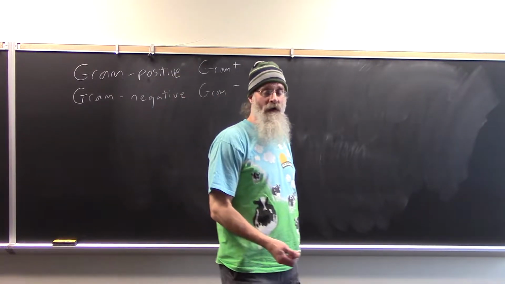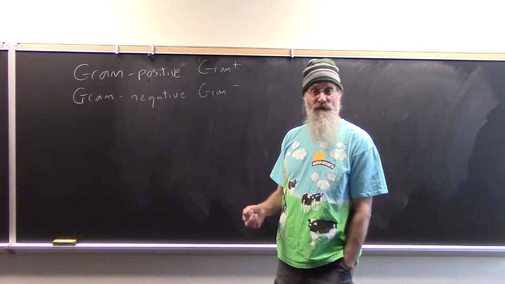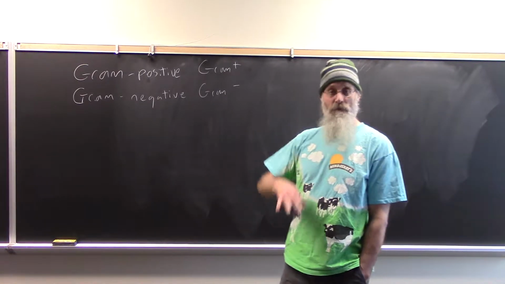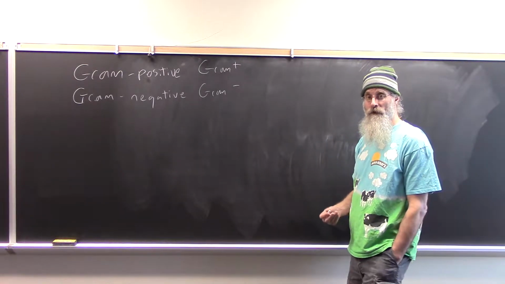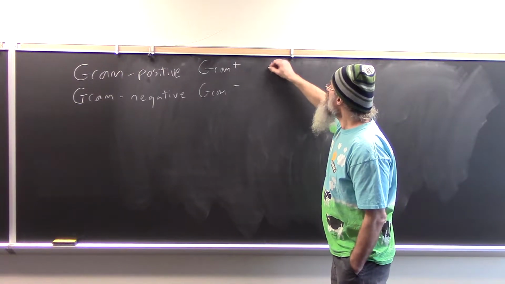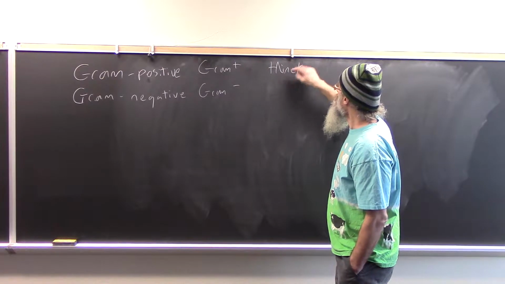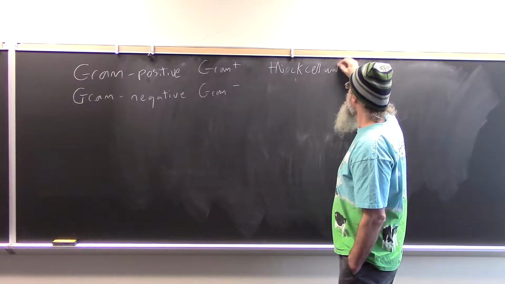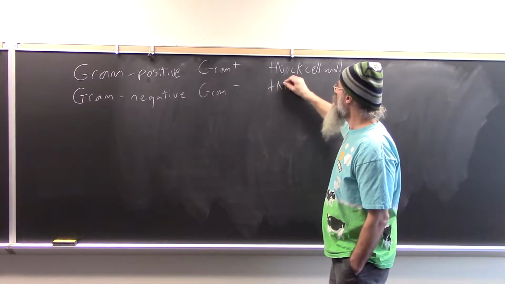So the gram positives are positive because they stain with what we're using in the gram stain. And they stain that way because they've got thick cell walls and they're lacking what we call the outer membrane, the membrane that surrounds the cell wall. So thick cell wall. Whereas the gram negatives have a thin cell wall, easily disrupted.